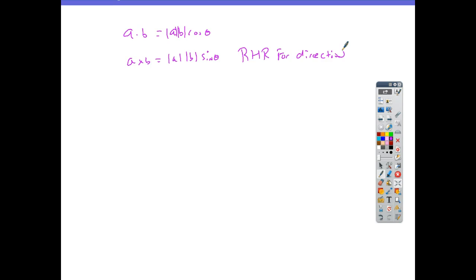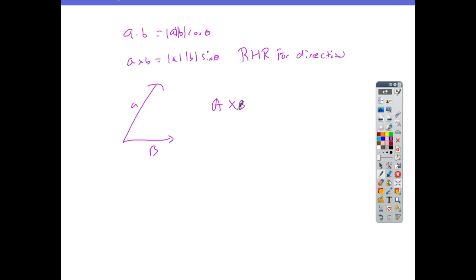RHR. Right hand rule for direction. So if I have an A here and a B here, and I ask you A cross B, I would put my karate chopper on the A. I curl my fingers because I'm using my right hand. I'd have to be really oddly anatomized to do that. That's not a word. I made that up.